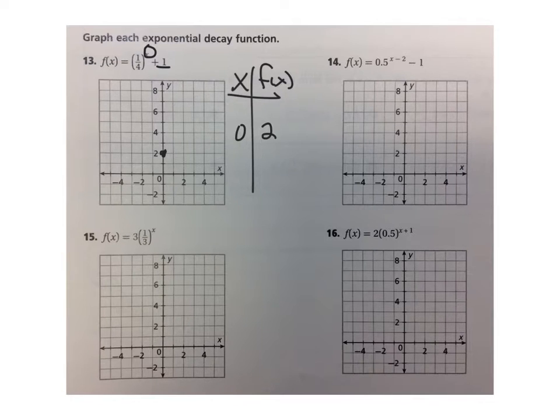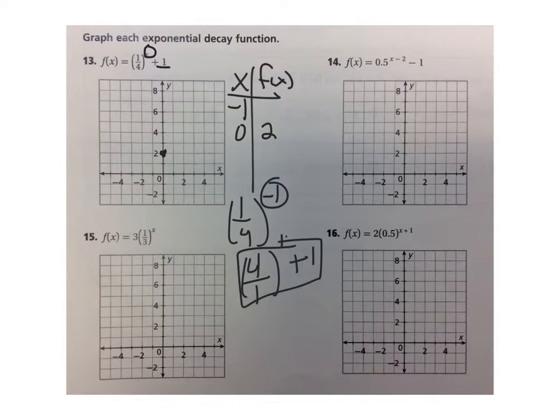Well, what if I go backwards? What if I put a negative 1 right here? What does that look like? Well, I get 1/4 to the power of negative 1. And we just talked about exponents with negatives. Okay, you've got to flip this around. So it'll be 4 to the first, or 4 over 1 to the first power. Now it's a positive exponent, and then we're going to add the 1. So 4 over 1 is 4 to the first power, which is 4, plus 1 is 5. So when we plug in a negative 1 as your x, this is going to equal 5. So we're going to have a point at negative 1, 5.